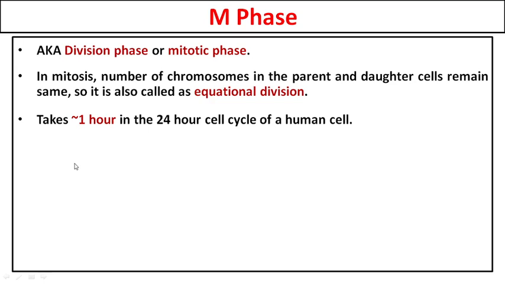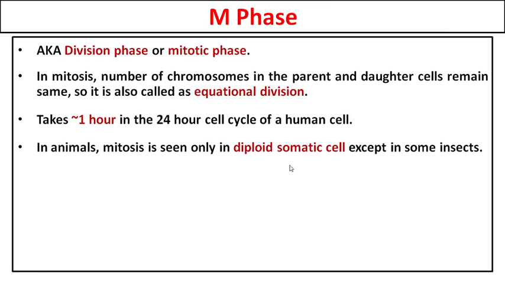It takes about 1 hour in the 24-hour cell cycle of human. So when I said that human cell cycle, that is from one cell to become two, it takes 24 hours. Out of that 24 hours, only 1 hour is taken for this mitosis. In animals, mitosis is seen only in diploid somatic cells. Somatic means all the cells except your gonads, all the cells of the body except your gonad cells or the cells which produce gametes.